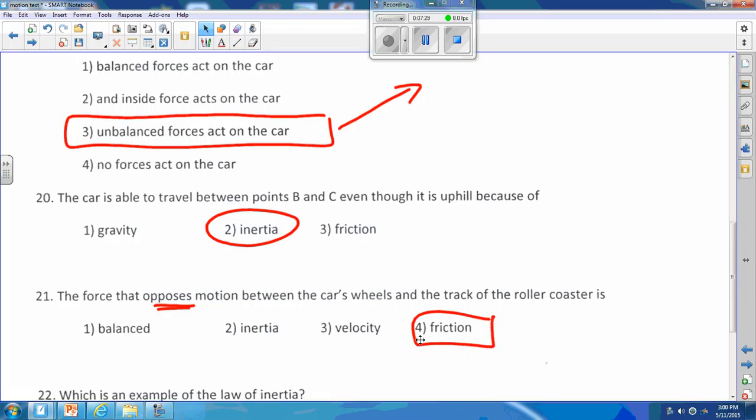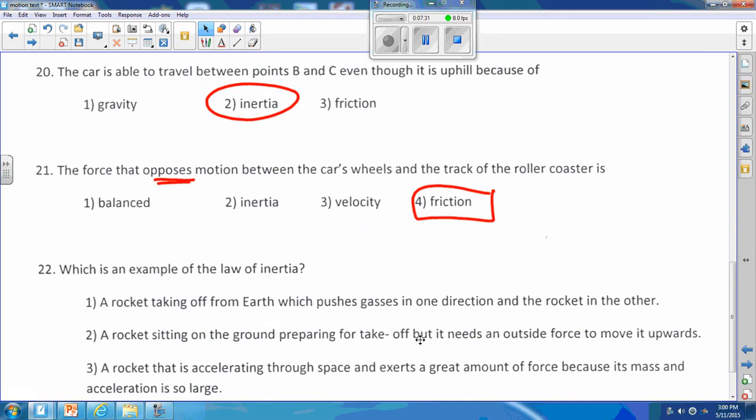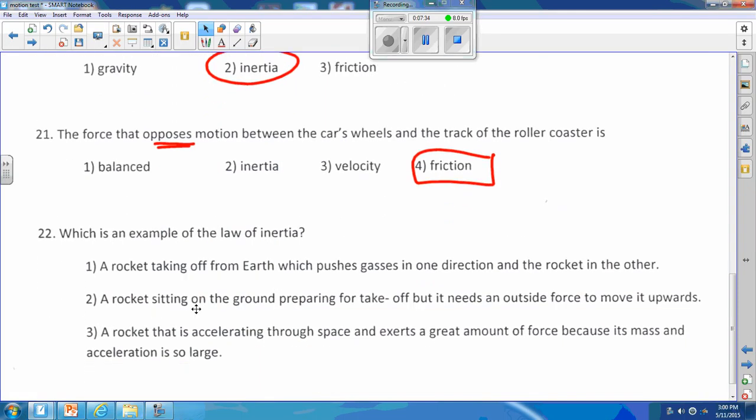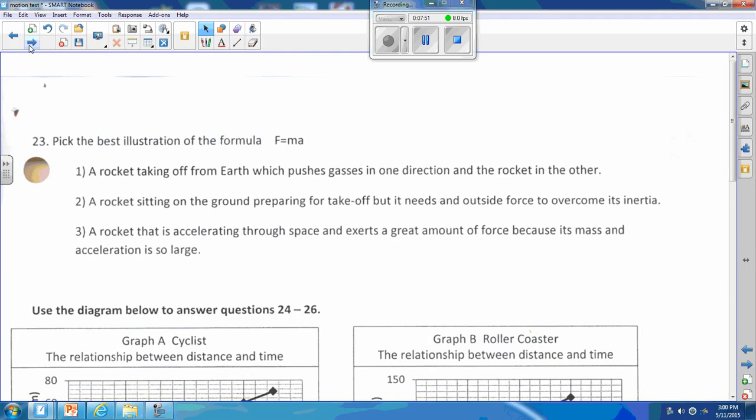Which of the following is an example of the law of inertia? The law of inertia is the rocket sitting on the ground preparing for takeoff. It needs an outside force to help it move forward. It's not going to go anywhere because the forces are balanced, so it needs an extra push. It needs more force to lift it, so it needs an outside force to move forward. The next question deals with Newton's second law of motion. The best illustration for the formula force is equal to mass times acceleration is 3. A rocket that's accelerating through space exerts a great amount of force because its mass and acceleration is so large.